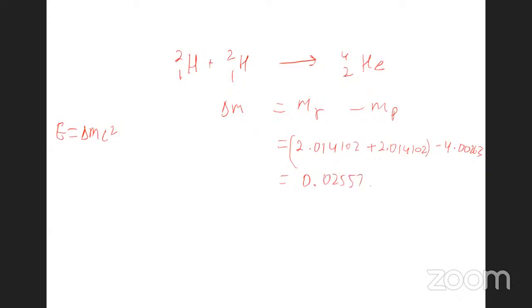0.02557. Right. We have a slight problem here. This mass is in u. We cannot use u. We have to convert to what? Kilograms. Right? And the way to convert it is you multiply by 1.67 by 10 to the minus 27. How much is that? No rounding off, eh? 1.67 by 10 to the minus 27.